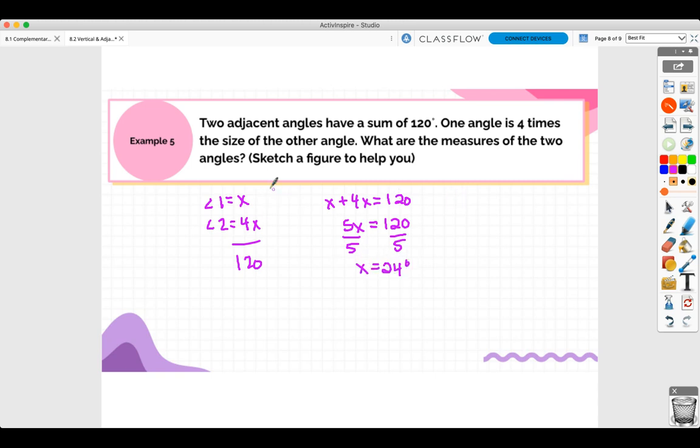So angle 1 is 24 degrees. I'm just going to rewrite it a little better over here. Angle 1 is 24 degrees. Angle 2 is 4x. You're just going to do 4 times 24. 4 times 24 is 96. So angle 2 is 96. And if you add those two together, they equal 180. So that is your final answer.